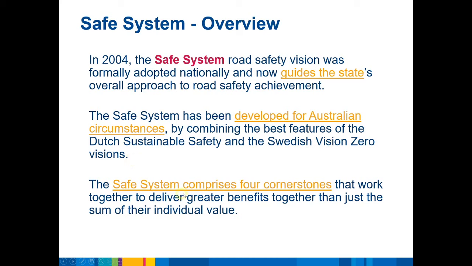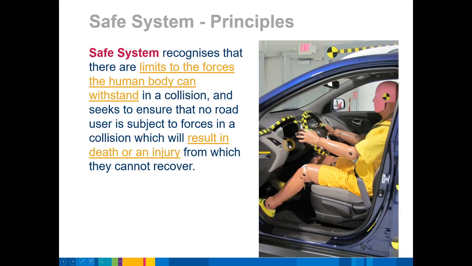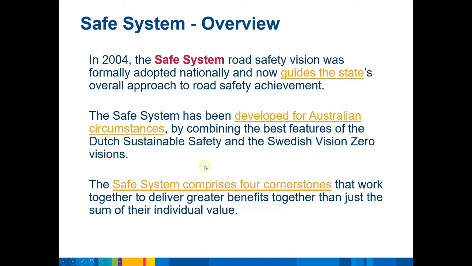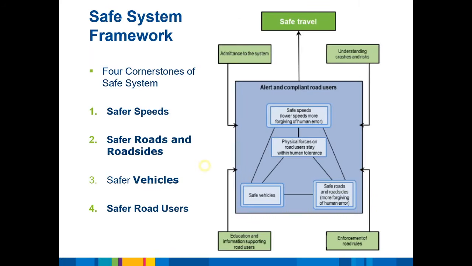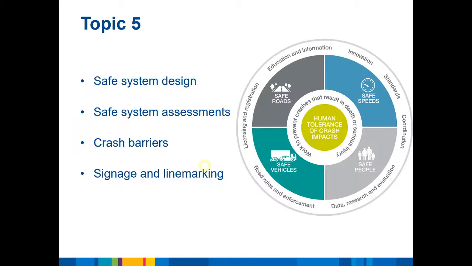So the Safe System comprises 4 cornerstones that work together to deliver greater benefits together than each of their individual values. It's probably best to talk about this slide here. The 4 cornerstones, and again this is one of your key questions. Question 1, what are the 4 cornerstones of the safe system? We have safe speeds, safe people, safe vehicles, and safe roads.